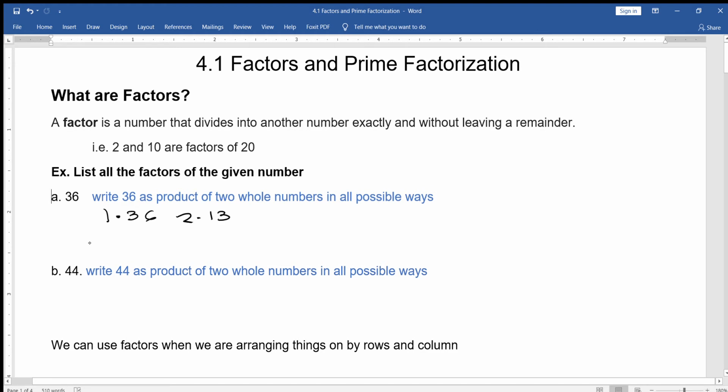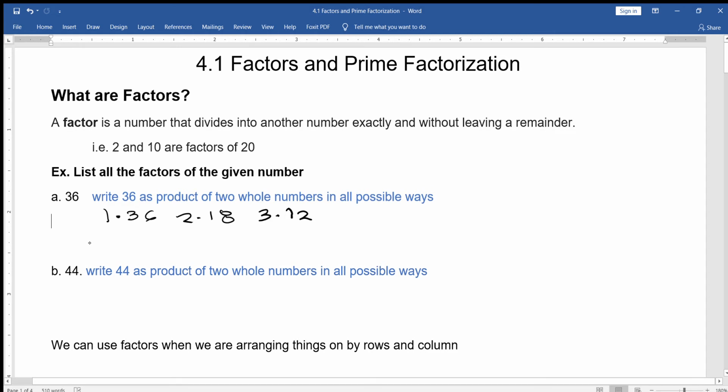And the third possible way is... oh no, not 2 times 13. My bad on that. 2 times 18. And the third possible way is 3 times 12. And then you think, is there any more?